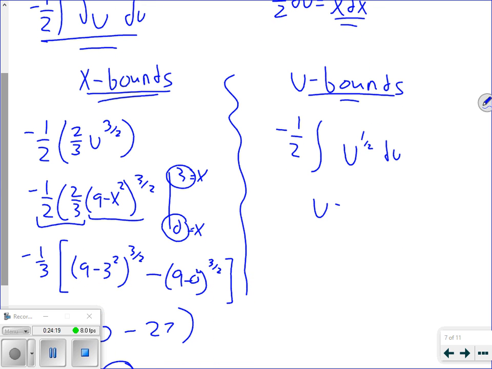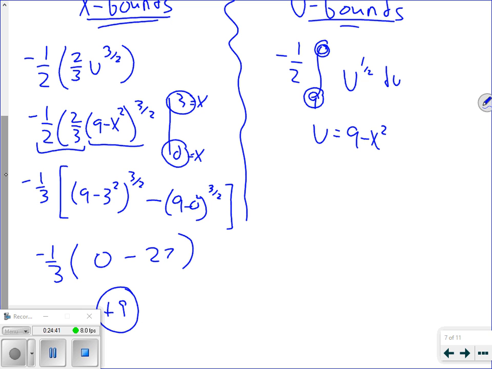Okay, well remember, u is equal to 9 minus x squared. So what if I plug 0 into that and 3 into that to get a new interval in terms of u? So for instance, if I plug 0 into that, it's 9. If I plug 3 into that, it's 0. So now that everything's in terms of u, I don't have to go back to x, and I can just keep it in a simplified version.